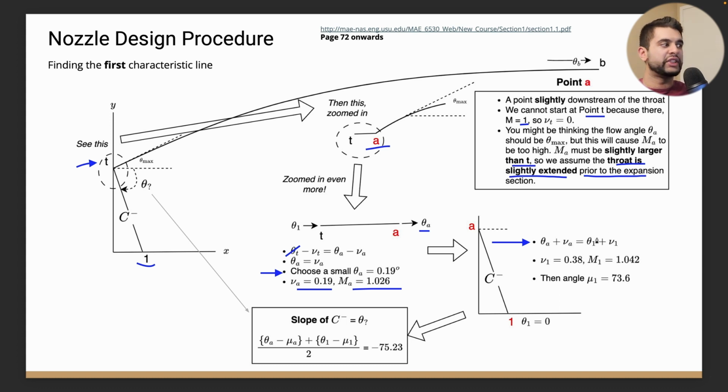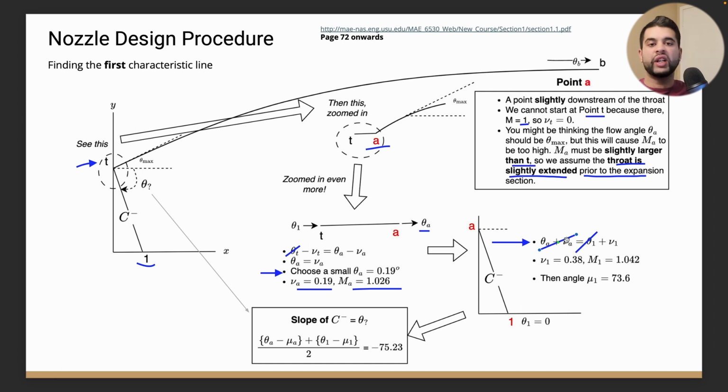So theta 1 is 0. Why? Because the flow at the middle of the nozzle, your x-axis, is the nozzle's center line. The nu 1, you need to get it. Now imagine if I had used point T instead of point A. What would be the case? These two would be 0 and then nu 1 would be 0. So you will be stuck in an infinite loop, right?